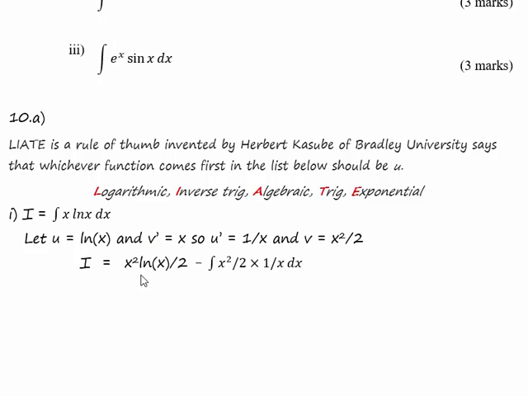The integral is now equal to uv minus the integral of v du. X squared over 2 times 1 over x. One of the x's will disappear, so I'll get x over 2. Integrate x, you'll get x squared, and then you divide by the new power. So this term will turn into x squared over 4.